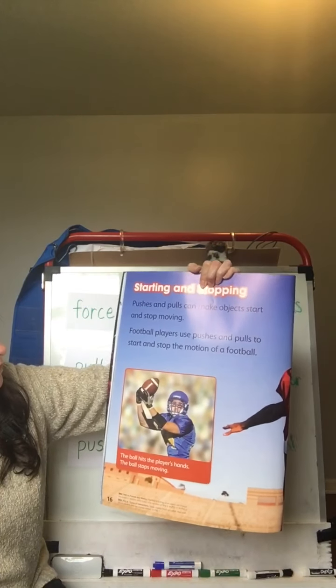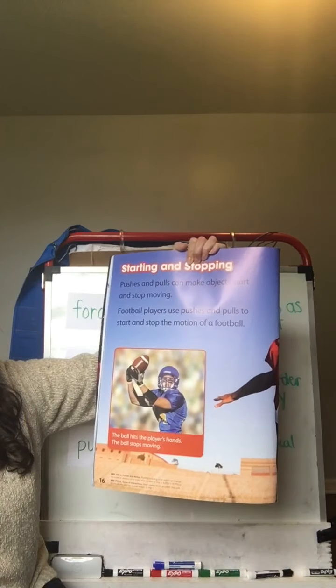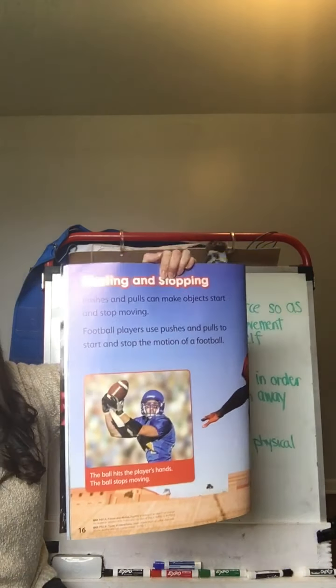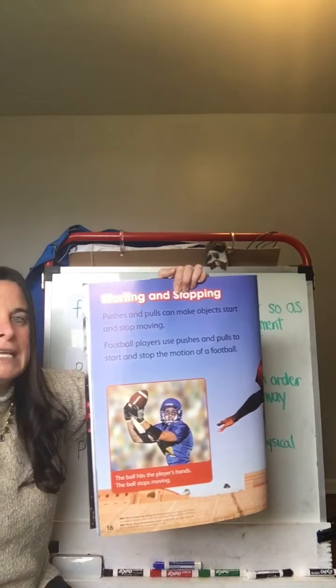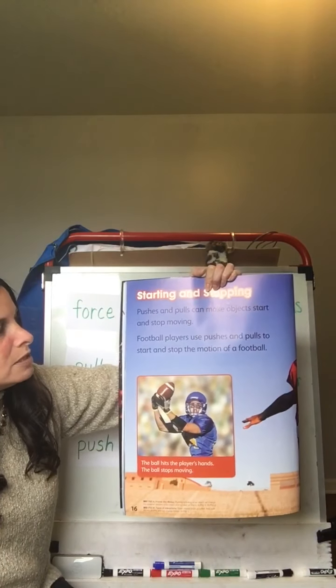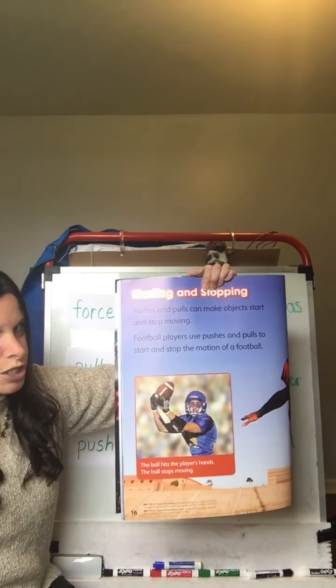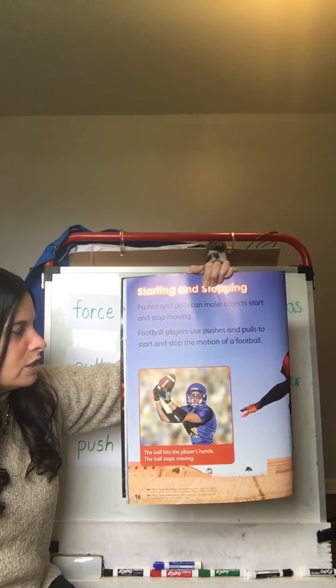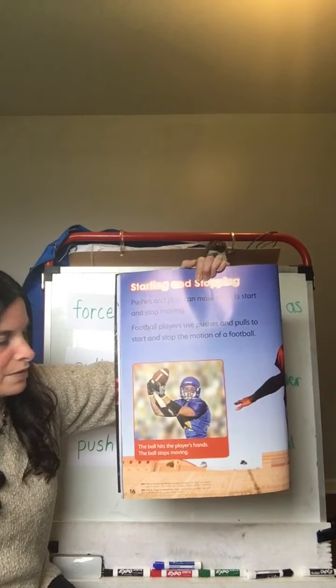So look here. You see this football player? The ball hits the player's hands and the ball is stopping. He is stopping the ball from moving when he is catching it. Pushes and pulls can make objects start and stop. Football players use pushes and pulls to start and stop the motion of a football.